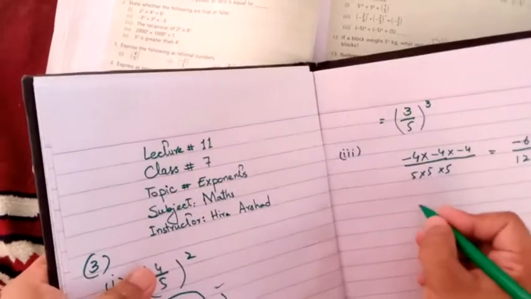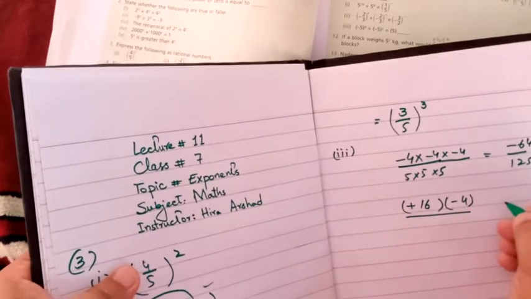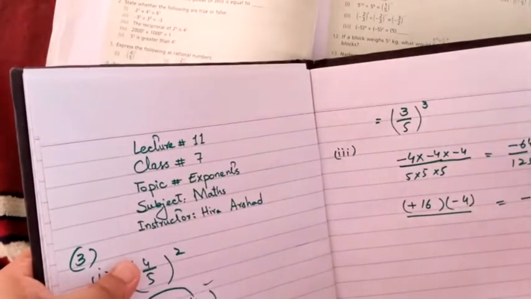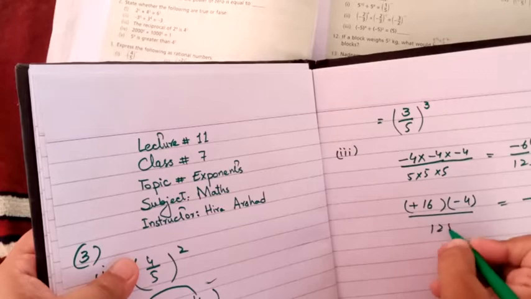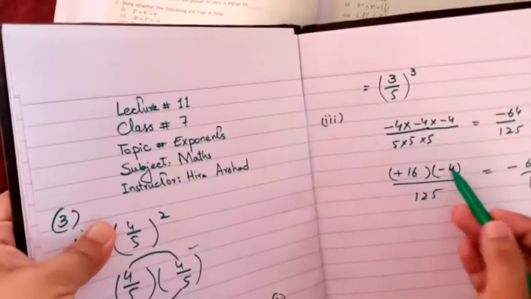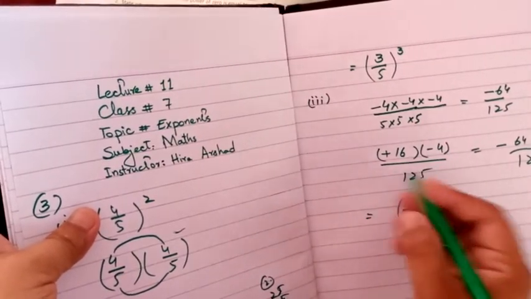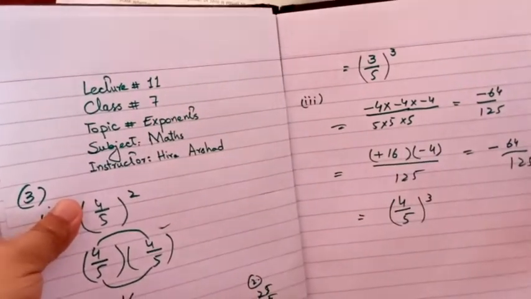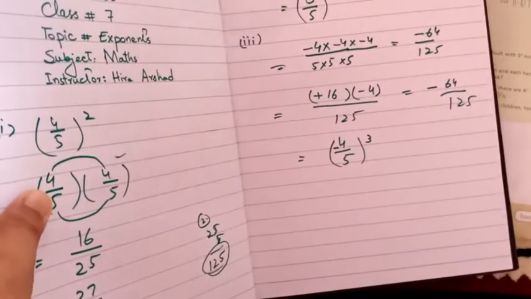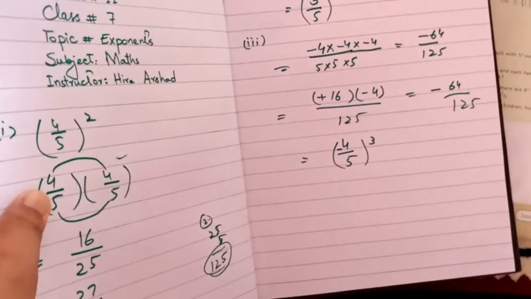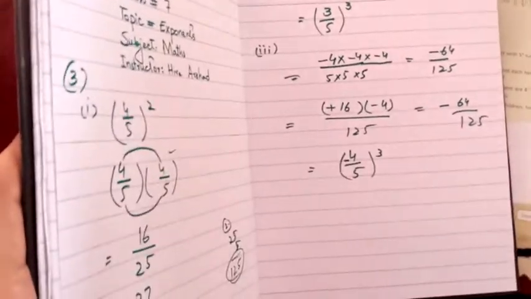4 4s are 16. The result will be plus 16. When plus 16 is multiplied by minus 4, plus times minus will be minus. 16 4s are 64 divided by 125. So the number is 4 cube. We can write minus 64 by 125 as minus 4 by 5 to the power 3, or minus 4 by 5 exponent 3, to get the result minus 64 by 125.